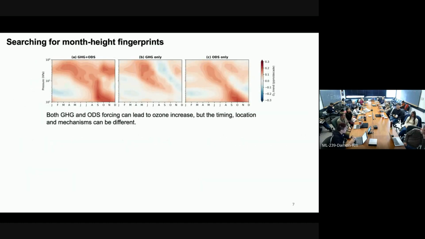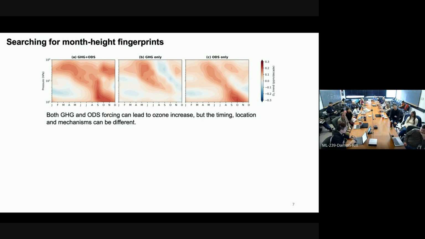So what's the fingerprint pattern we're searching for? Earlier, I showed that for temperature fingerprints, the spatial features of temperature have commonly been sought. But for chemical species such as ozone, they can strongly depend on temperature, solar radiation, and dynamical transport. So here we quantify the fingerprints of ozone as a function of month versus height. And this will help us separate the different mechanisms due to different forcings.